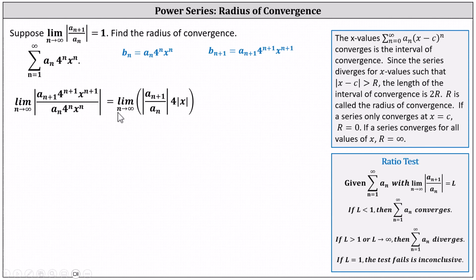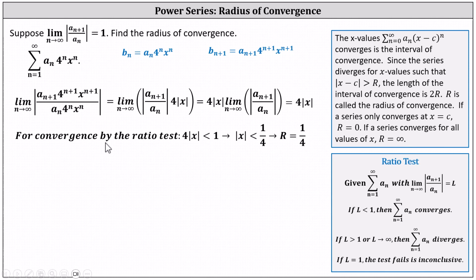We know the limit as n approaches infinity of the absolute value of the quotient of a sub n plus 1 and a sub n is equal to 1, and 4 and the absolute value of x are not affected by n, and therefore the limit is equal to 4 times the absolute value of x. If we wanted to, we could factor out the 4 times the absolute value of x and write it as 4 times the absolute value of x times the limit. Either way, the limit is equal to 4 times the absolute value of x, which we know by the ratio test, the limit value must be less than 1.